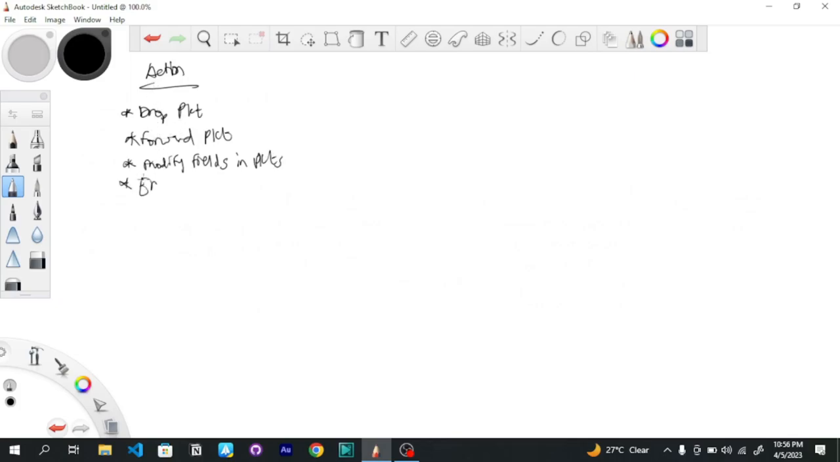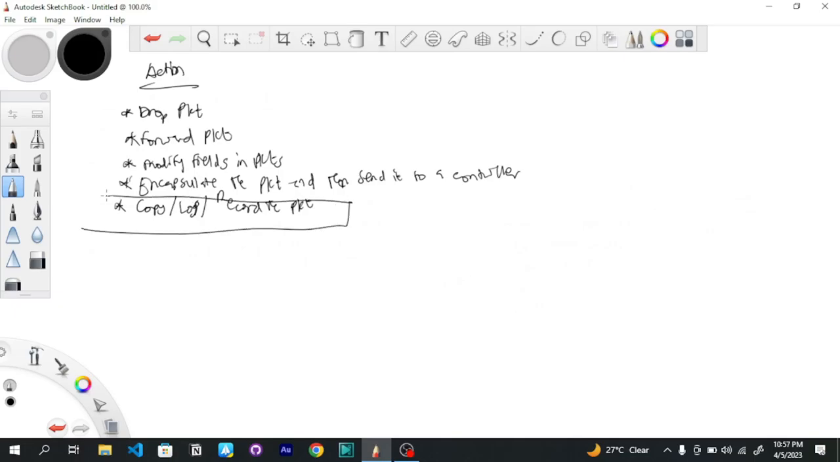You can encapsulate the packet and then send it to a controller for some action to be taken. And then finally, you can copy the packet, you can log the packet, or you can record the packet. This is very important when you're looking at error messages, working with service and such. Great.